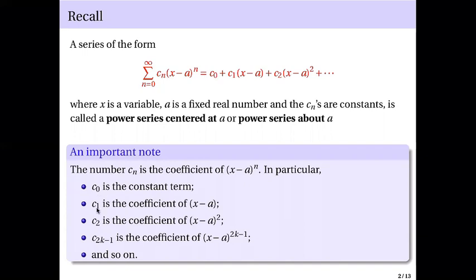Here you have c sub 1. It's the coefficient of x minus a, so the power of this is 1. C sub 2 is the coefficient of (x minus a) squared, so the power is 2 and the subscript is 2. If you have c sub 2k minus 1, we have the subscript 2k minus 1, so we expect that this is the coefficient of the term (x minus a) raised to 2k minus 1. And so on and so forth.